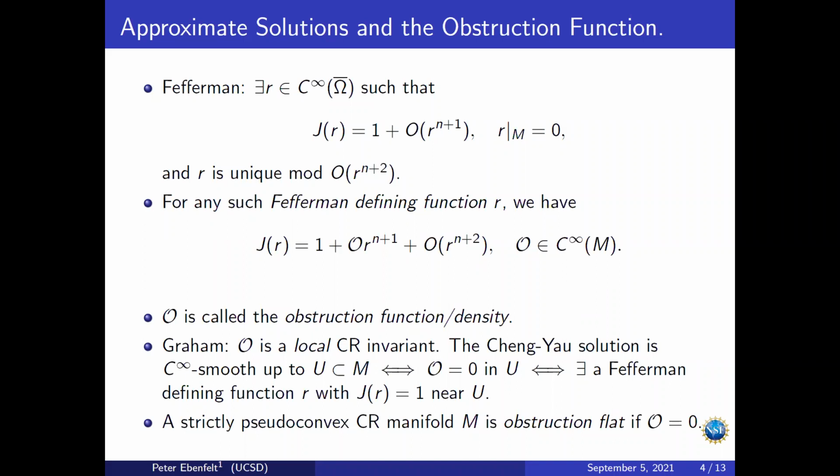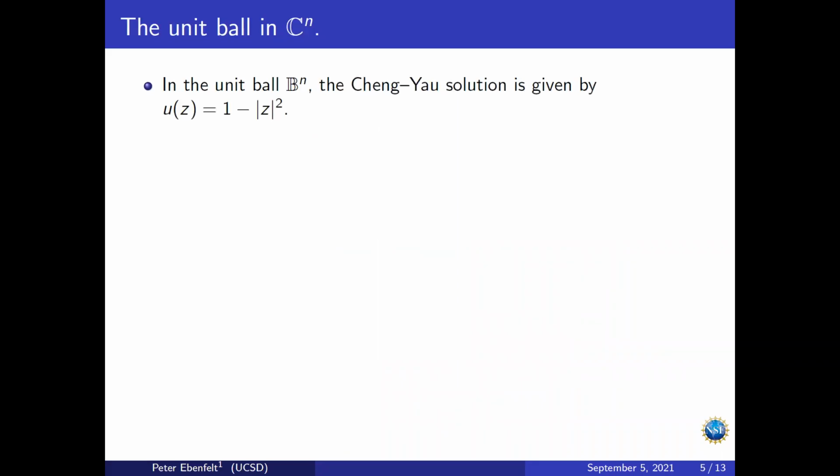And the reason you can talk about that in general is because of Graham's work, who showed it's a local CR invariant. Okay, well, let's talk a little bit about, I don't know what the title here is. I can't read the title of my slides on Zoom. So I forgot what the title is, but let's see what's on this slide.